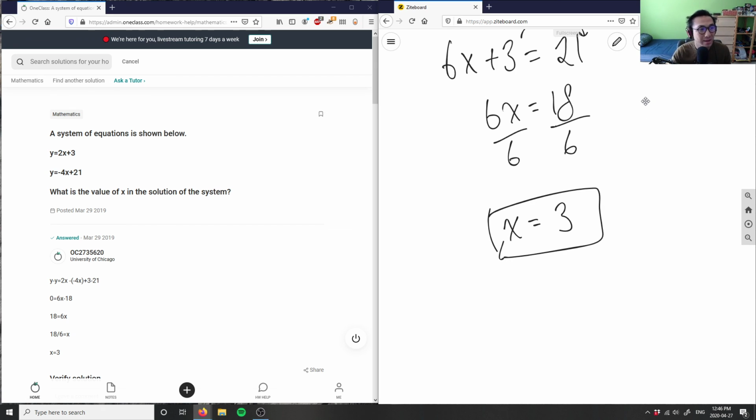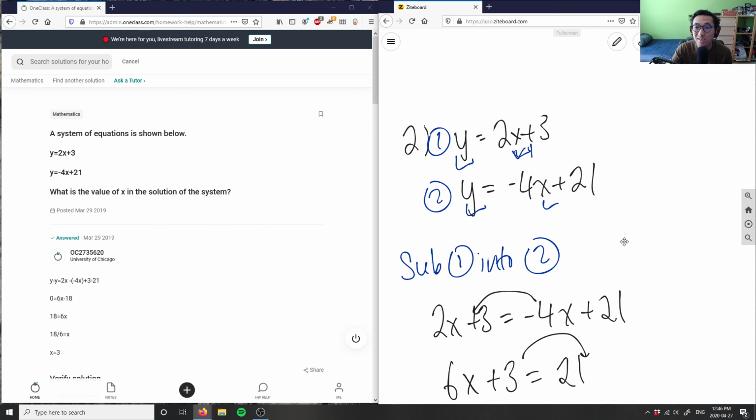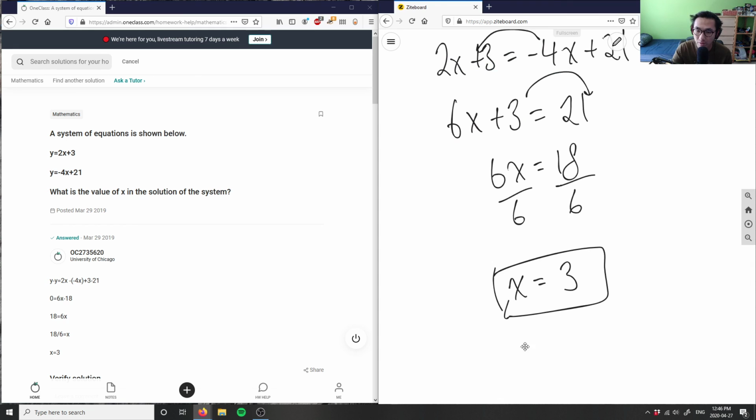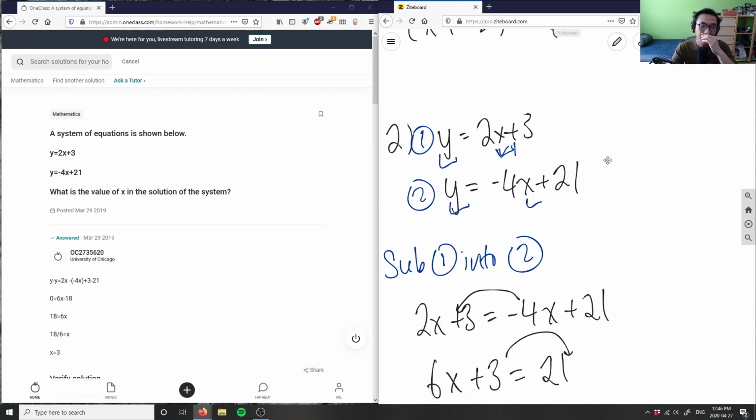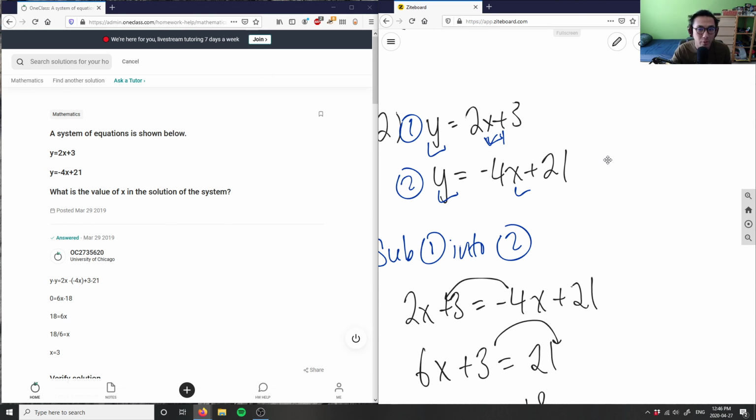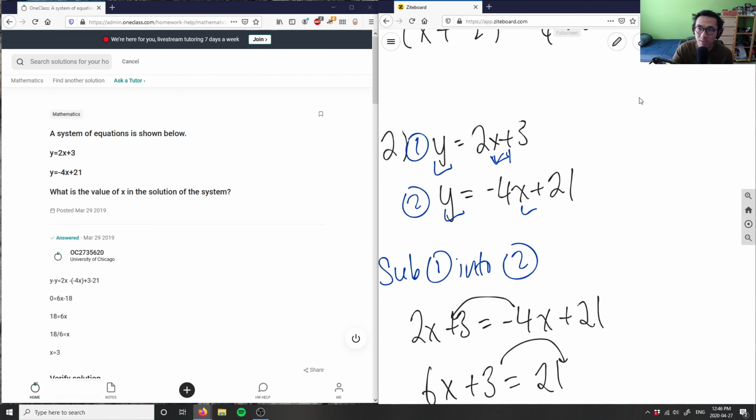If I were to extend this problem and say, can I find the point of intersection between these two lines, I would simply just have to sub 3 back into this equation here. So let me just do this problem here. I have x equals 3, which is basically the solution, and that's fine. But if I were to extend this problem and ask what is the point of intersection between these two lines, I would have to figure out a y value, right?